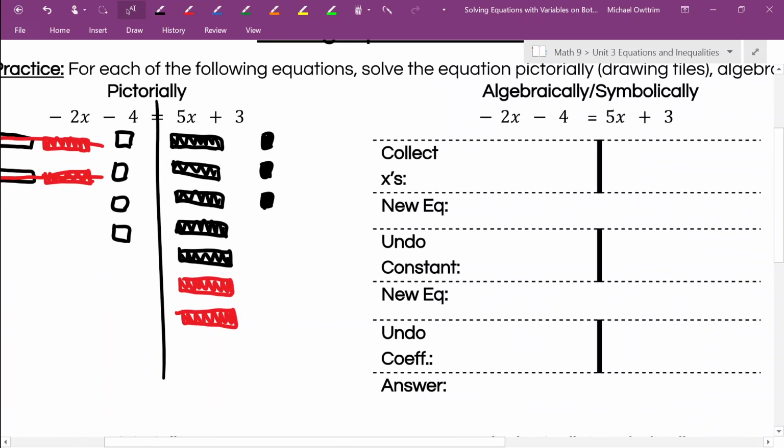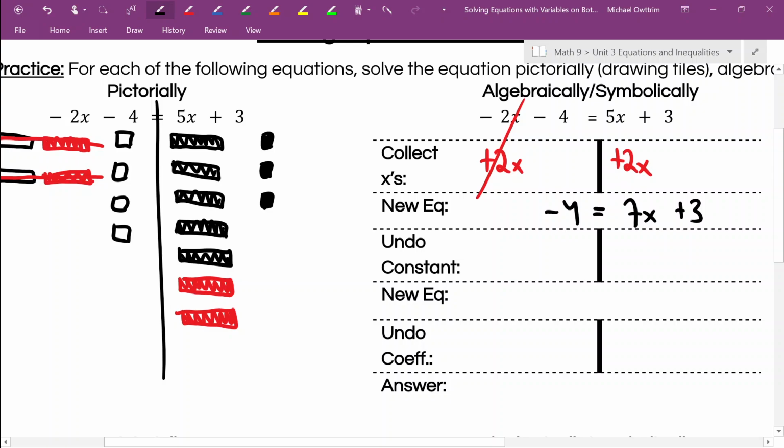In terms of our algebraic work, what we're doing is we're looking at our minus 2x on the left side. We're saying, what's the opposite of minus 2x? Well, it would be plus 2x. And of course, we need to do that to both sides of the equation. On the left side, our minus 2x and our plus 2x cancel out. We do still have our negative 4. On the other side, 5x's plus another 2x's is 7x's, and then we still have that constant of positive 3.